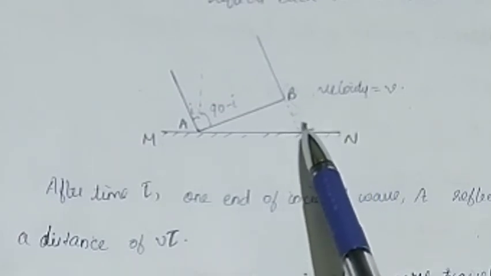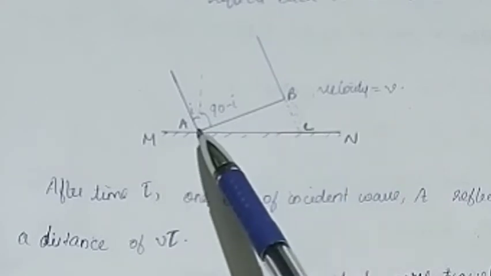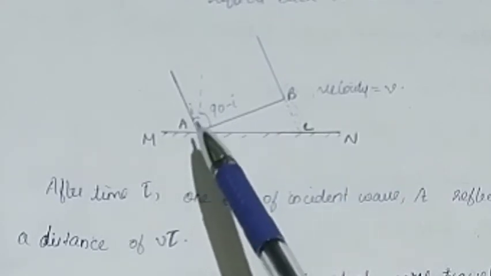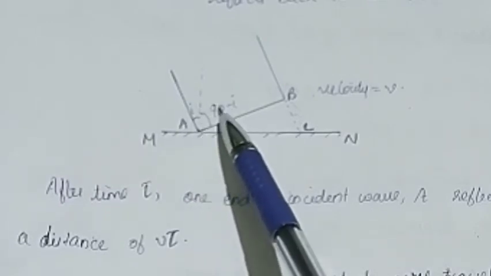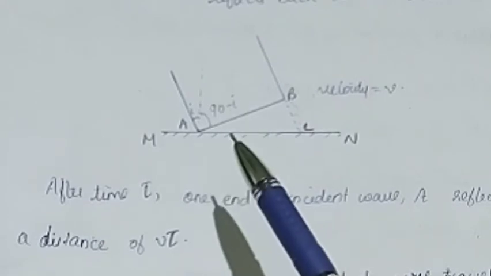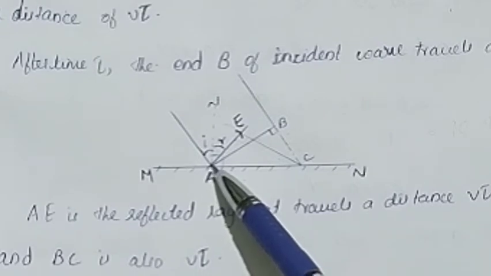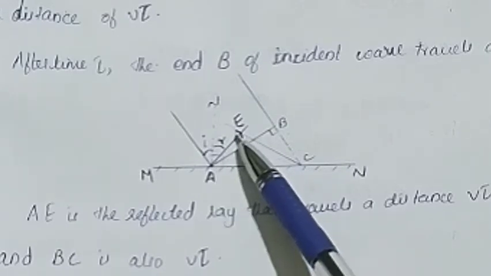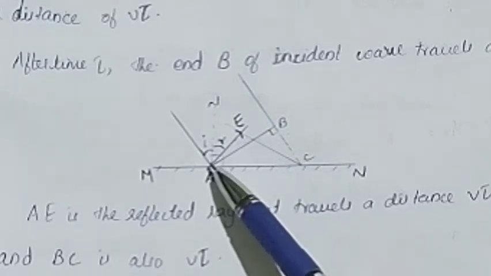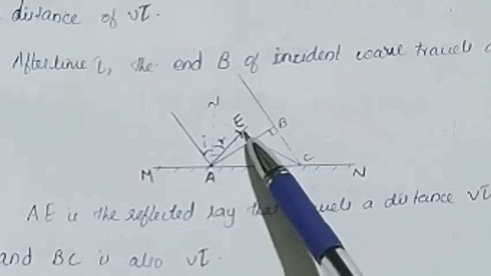Therefore this distance BC is v tau, and when time tau is covered, the one end of our plane wave, that is the end A, will be reflected back and travel a distance v tau. So as we said, the end A of the plane wave undergoes reflection, and by the time tau it will cover a distance of v tau. Let us consider this end reaches the point E after the time tau, that is, AE here will be the distance v tau.